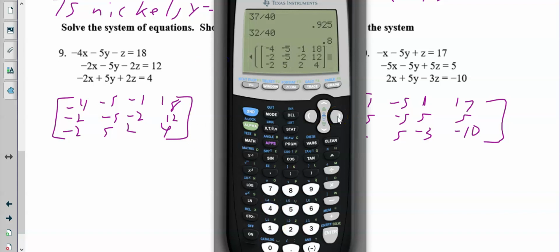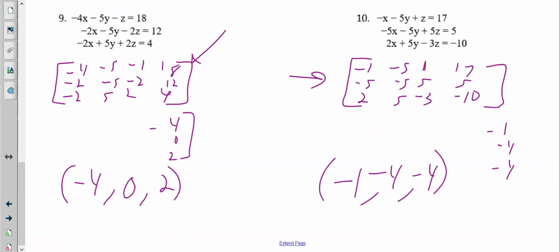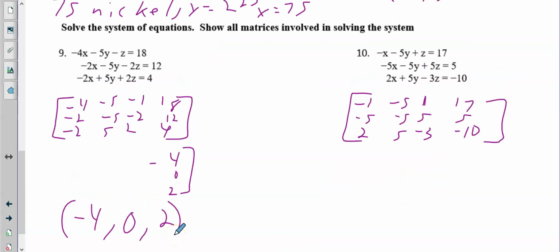And before I hit enter, I'm going to double check all my numbers. So negative 4, negative 5, negative 1, 18, negative 2, negative 5, negative 2, 12, negative 2, positive 5, positive 2, positive 4, enter. And there's my important numbers on the side, negative 4, 0, 2. Just like that. And that's my answer. X, Y, Z. Well, no, it's actually not. If you clearly look at the video, you see that this is a negative 2, not a positive 2. So that's it. Okay?